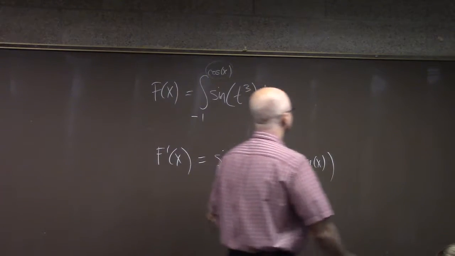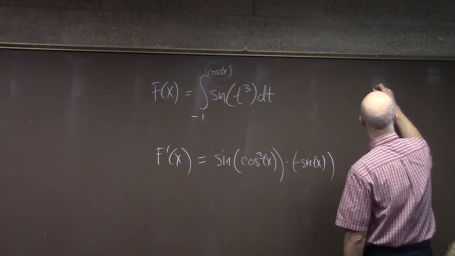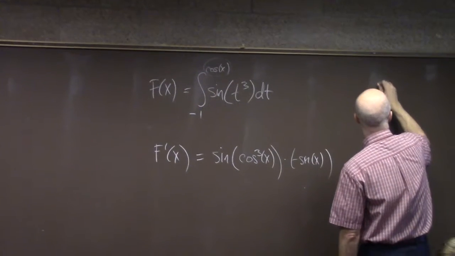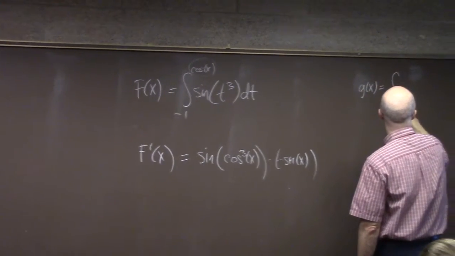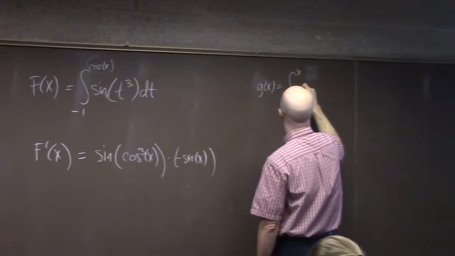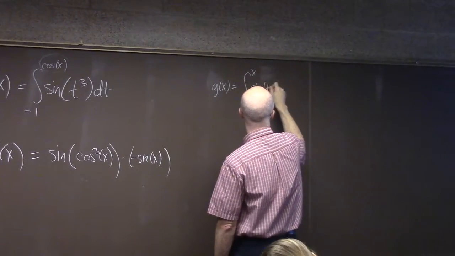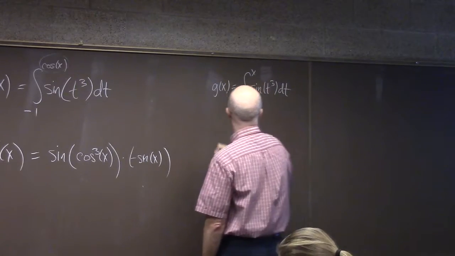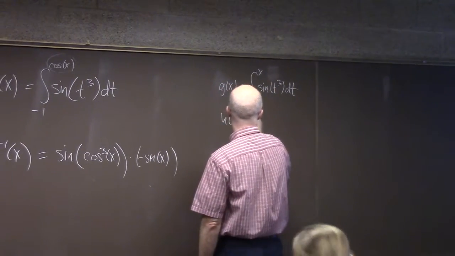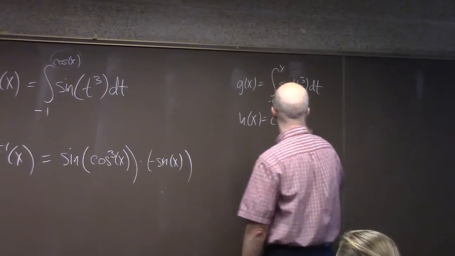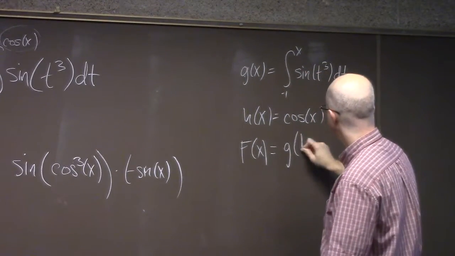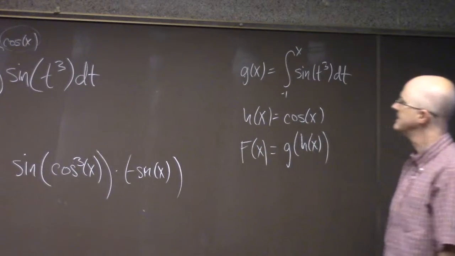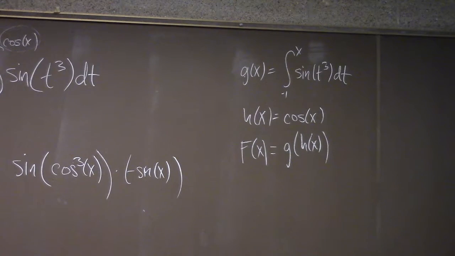Is it really the chain rule? Yeah. Let's see, if you let little g of x equal the integral from -1 to x of sine of t cubed, and let little h of x be cosine of x, capital F of x is the composition g of h of x. You are plugging h of x into g to get capital F.